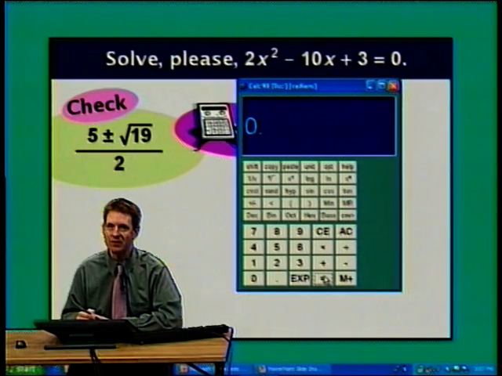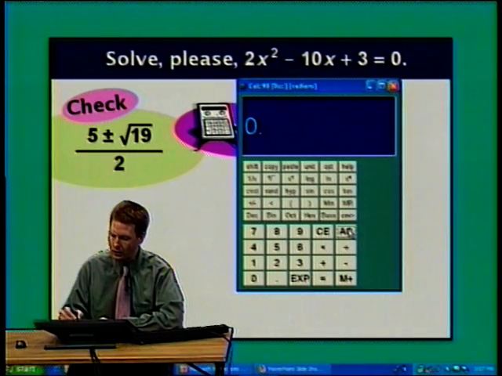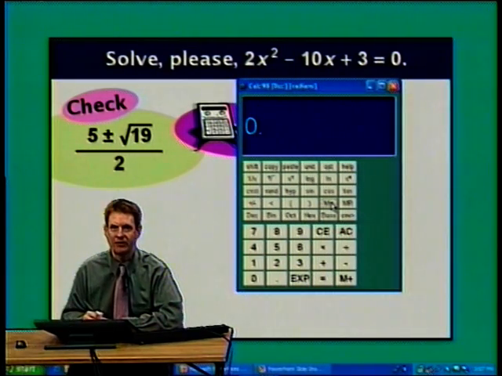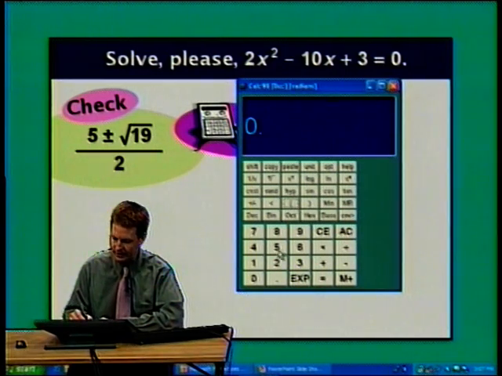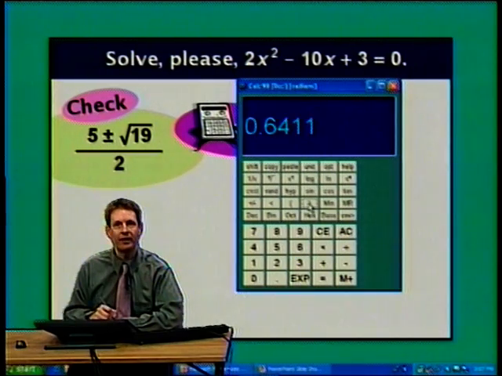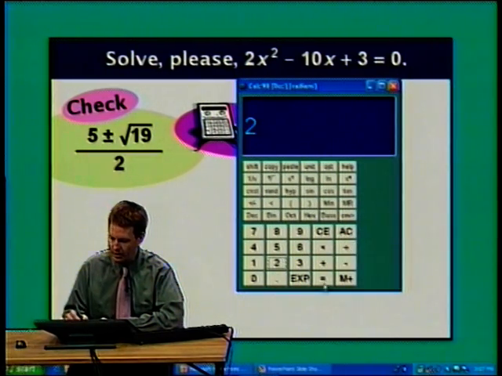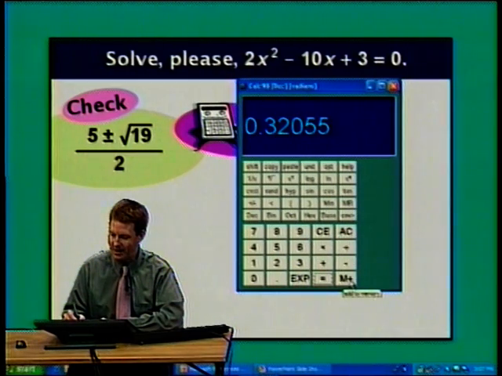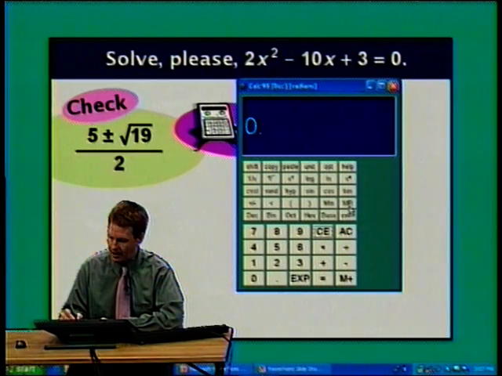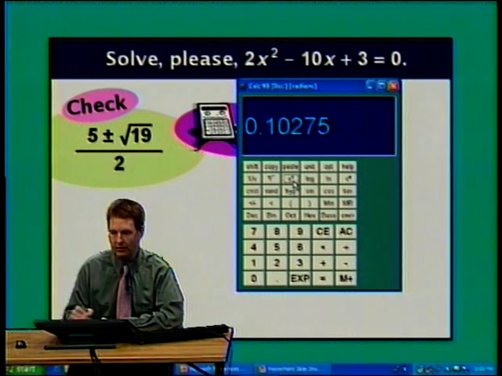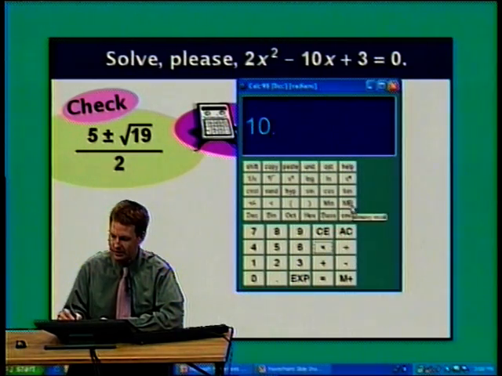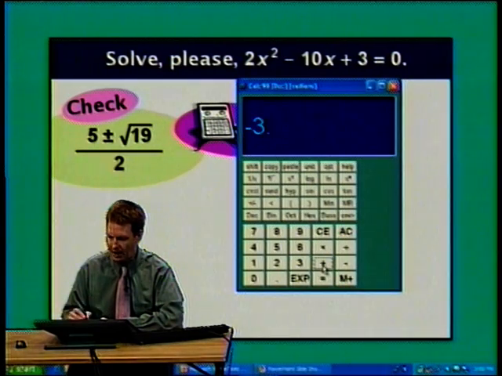Let's check 5 minus radical 19 over 2. All clear. Min, that's how this calculator's memory is cleared. So in parentheses, 5 minus 19, square root, close parenthesis, divide by 2. What's that equal? Put that number into memory. Now, let's clear the screen. Let's go 2 times the number in memory squared minus 10 times the number in memory plus, I can see that I should be getting 0.